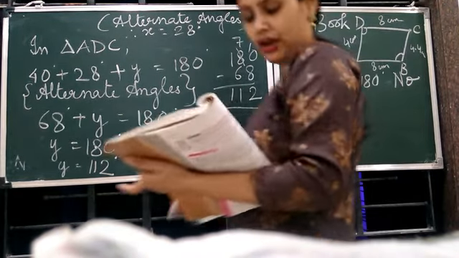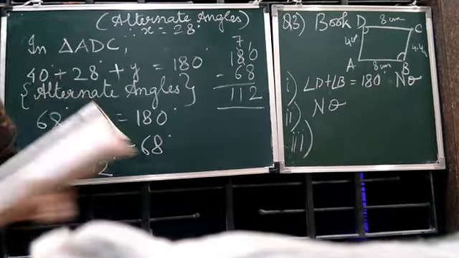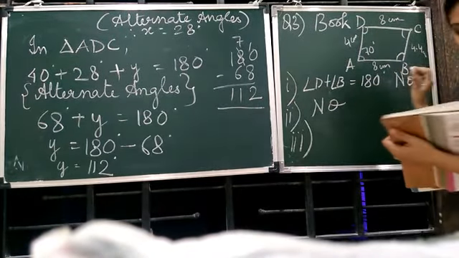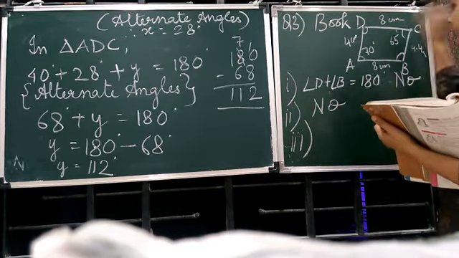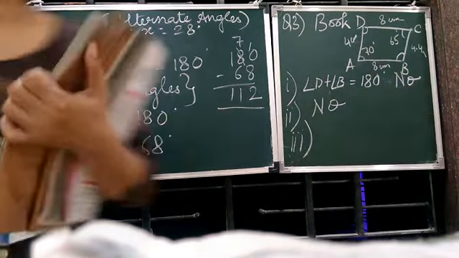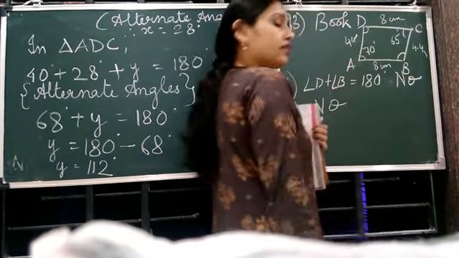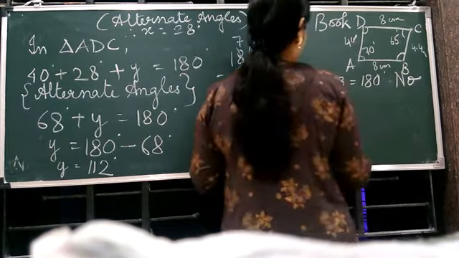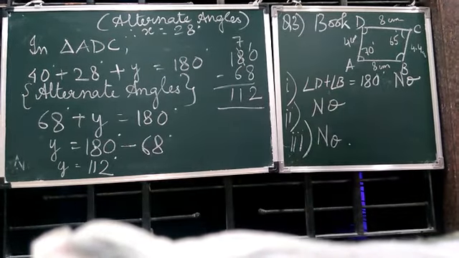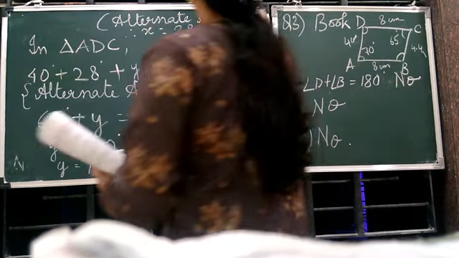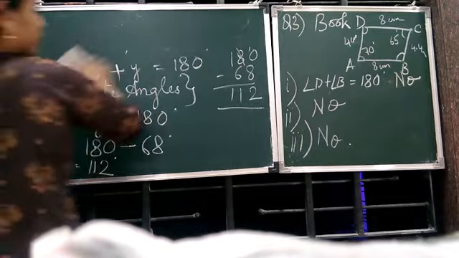Then going to the third part. Angle A is equal to 70 degrees and angle C is equal to 65 degrees. Again opposite angles have to be equal, either both have to be 75 or both have to be 65. So again it's a no. Okay, so this completes your question number 3.